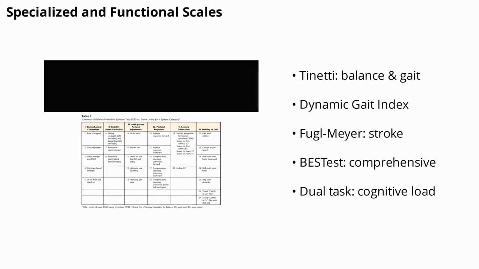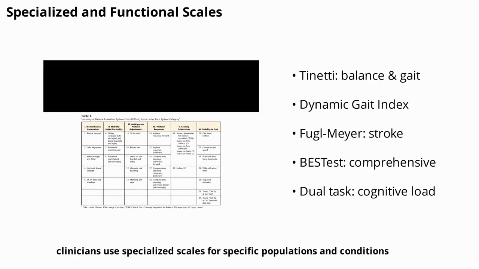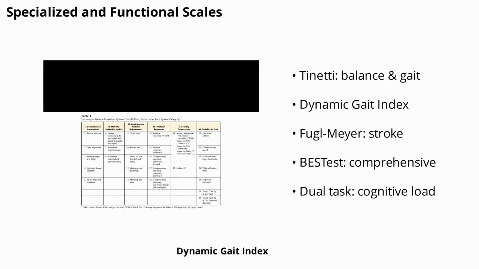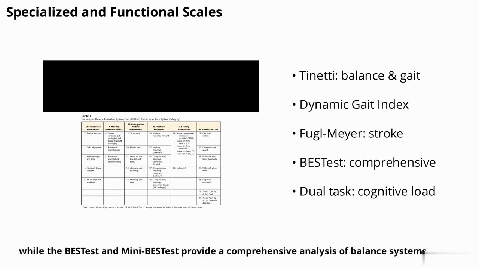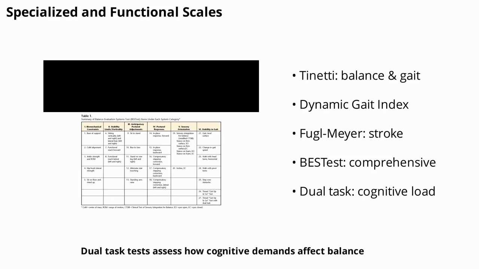Beyond basic tests, clinicians use specialized scales for specific populations and conditions. The Tinetti test, dynamic gait index, and functional gait assessment evaluate balance and gait, especially in older adults and those with neurological disorders. The Fugl-Meyer assessment is designed for stroke patients, while the BESTest and Mini-BESTest provide a comprehensive analysis of balance systems. Dual task tests assess how cognitive demands affect balance. These tools help clinicians tailor interventions and track progress, ensuring patients receive the most effective care.